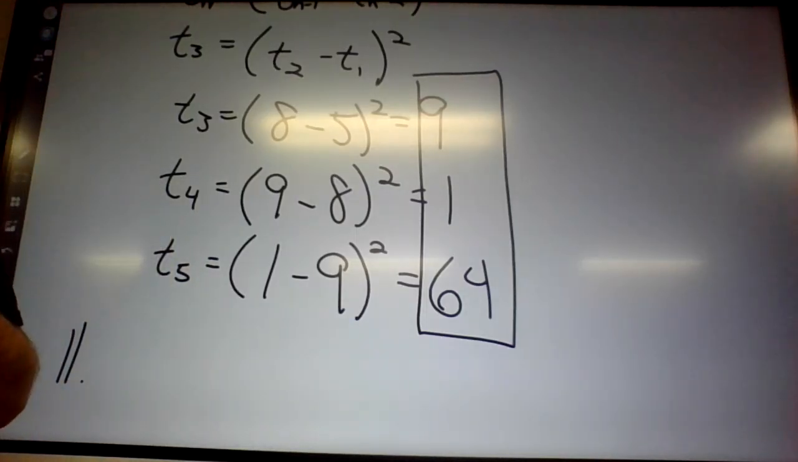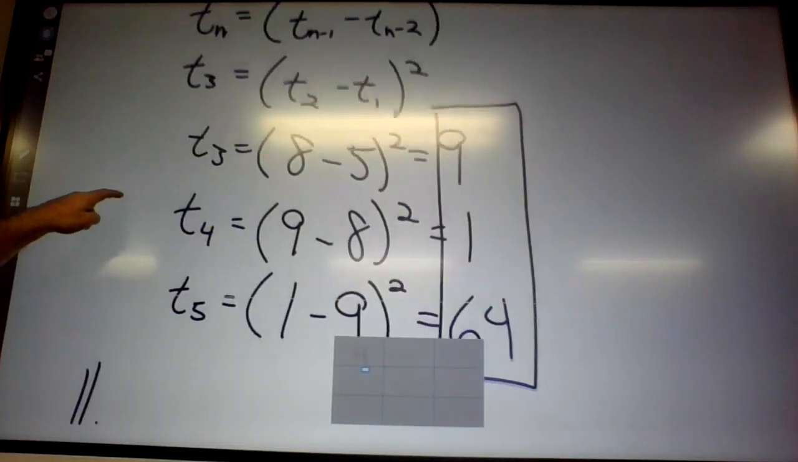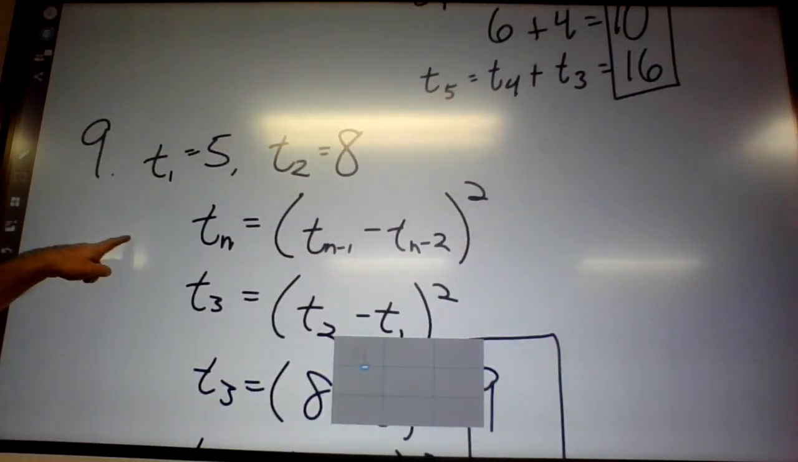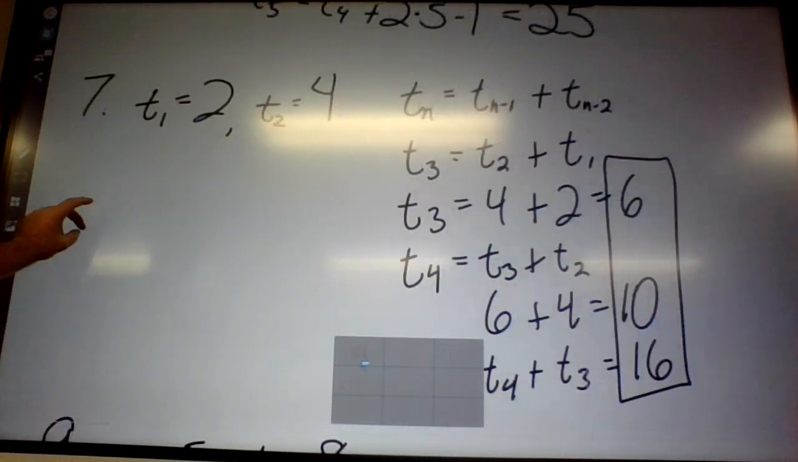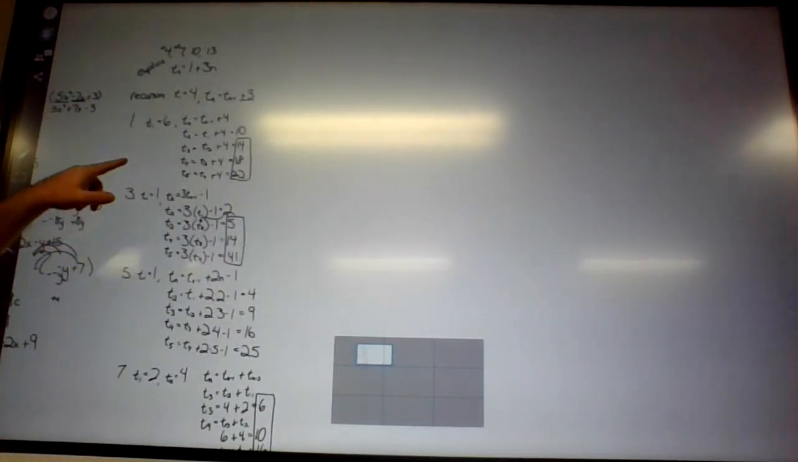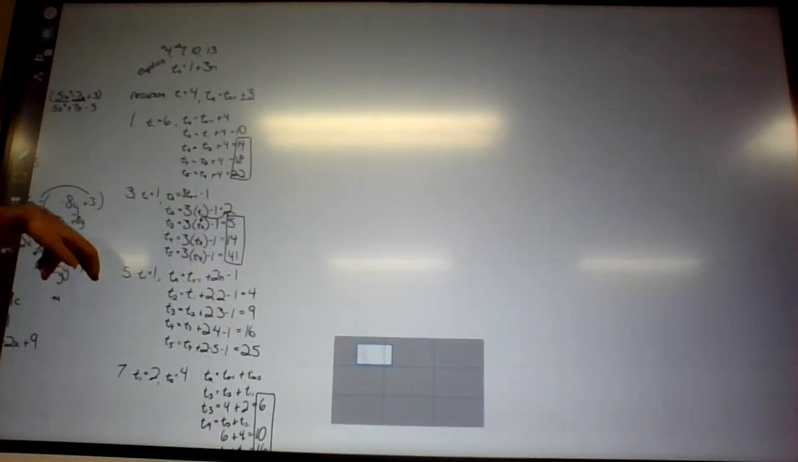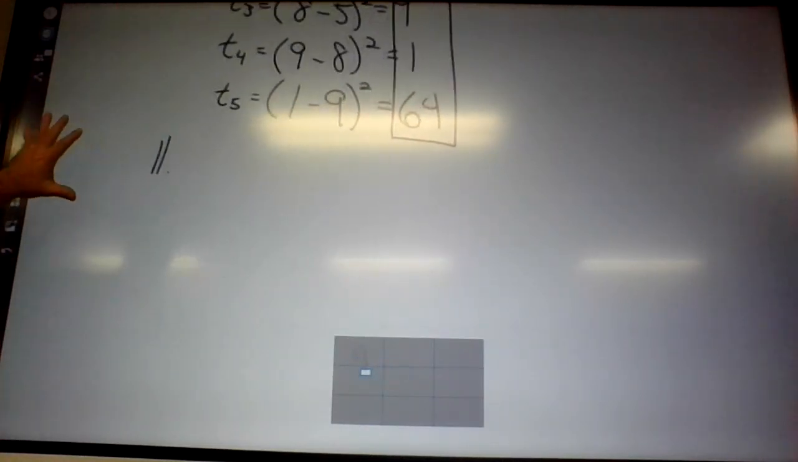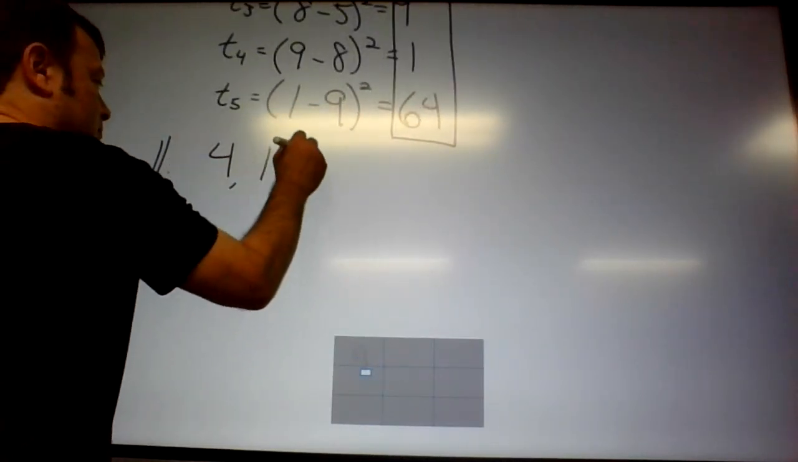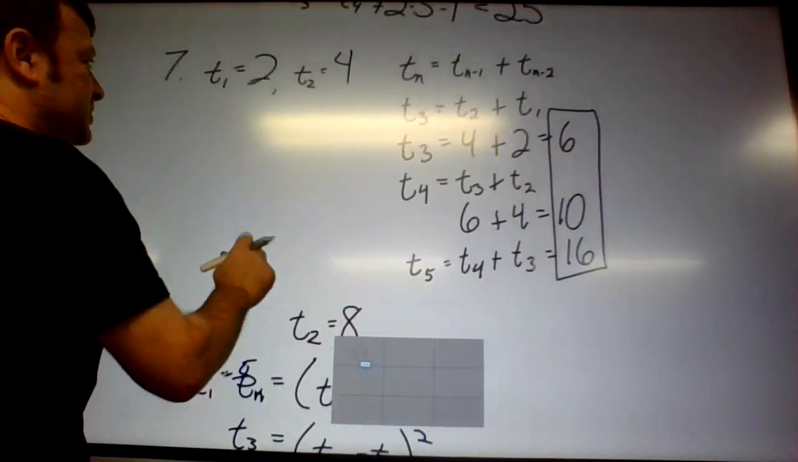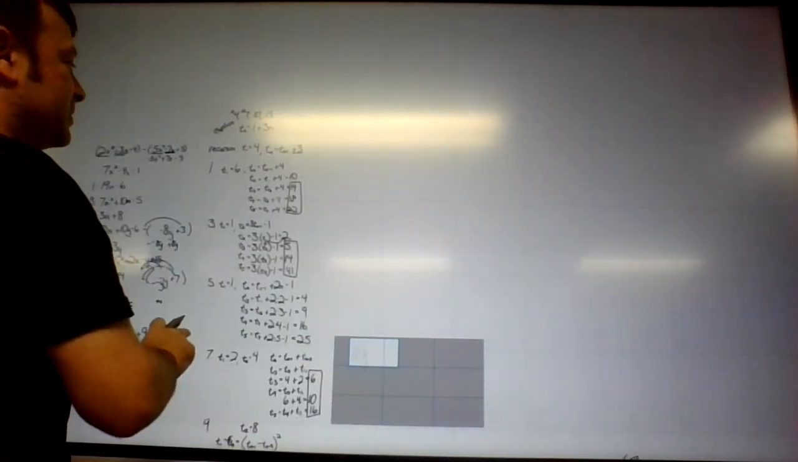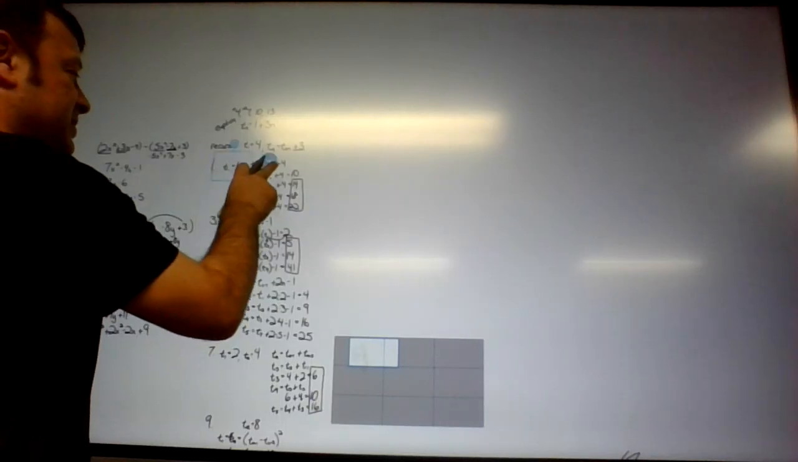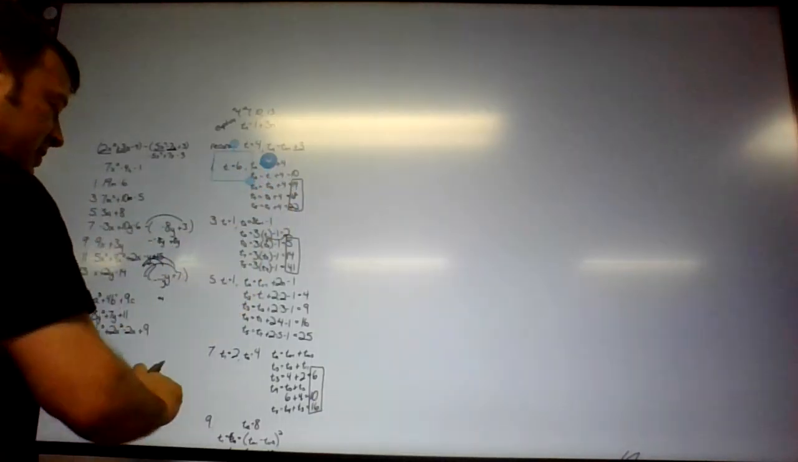Okay, number 11 says find an explicit definition for number 1. Explicit is what we did yesterday. So these two problems, 11 and 12, are a review of yesterday. So number 1, we got 4, 10, 14, 18. Wait, that's not right. Sorry, it was 6, I was looking at my example, 6, 10, 14, 18.